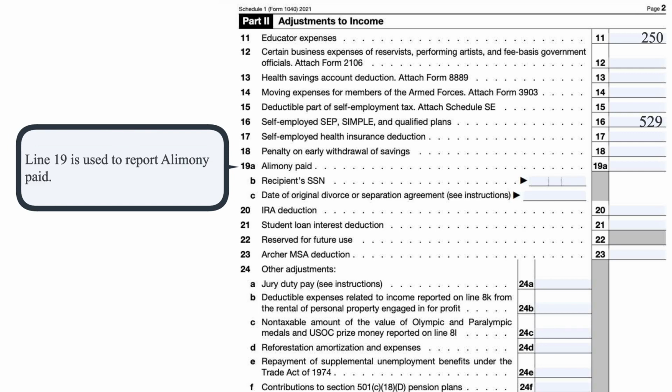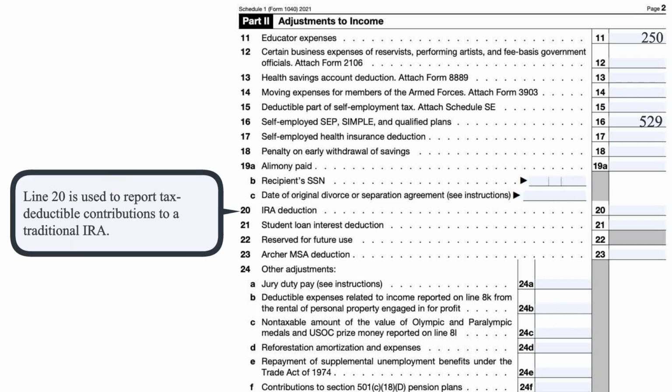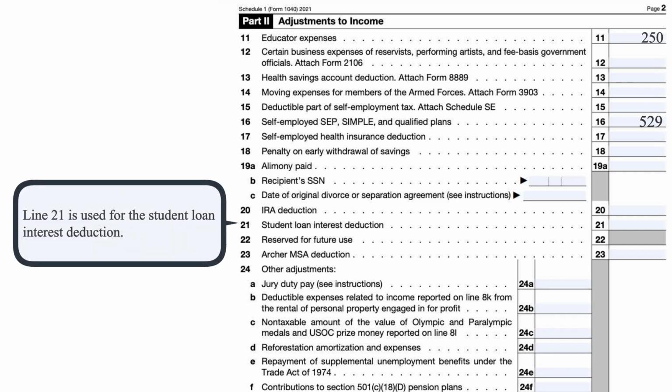Line 19 is used to report alimony paid. For divorce decrees entered before January 1st, 2019, alimony is treated as taxable income to the receiving spouse and deducted from the gross income of the paying spouse. Line 20 is used to report tax-deductible contributions to a traditional IRA. Line 21 is used for the student loan interest deduction.